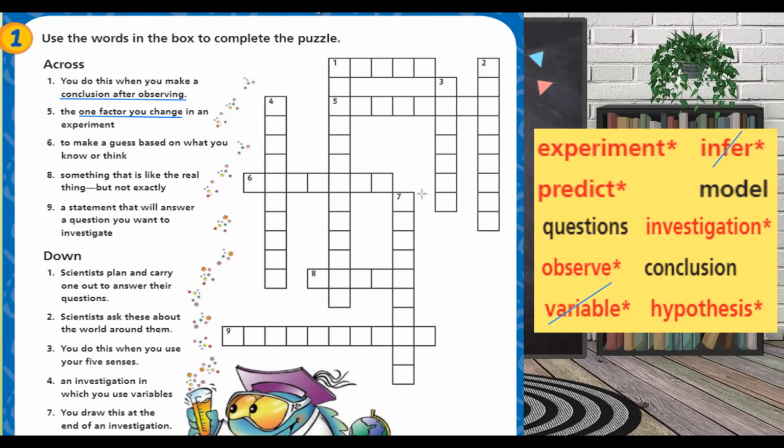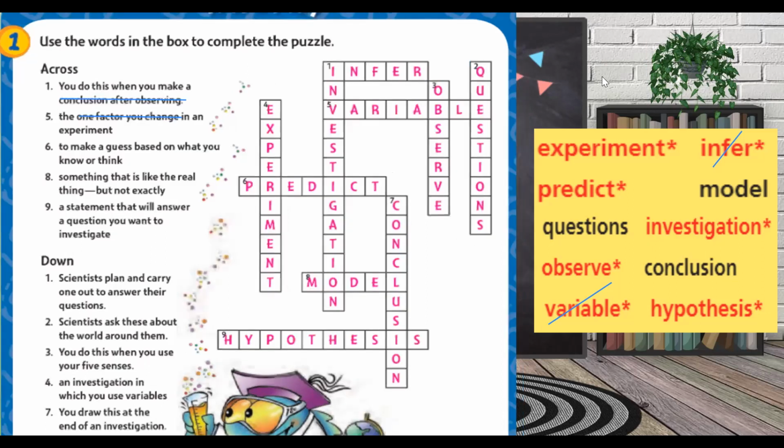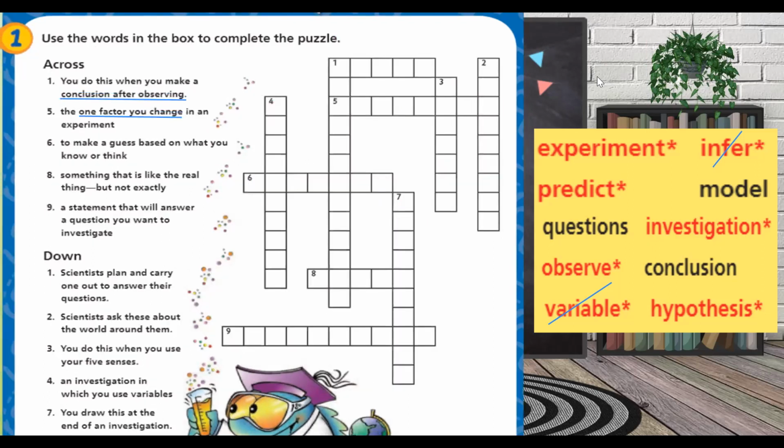Let's see. Nope. What do you think? Is it to make a model, question, conclusion, predict? Predict? Excellent. Make a guess. See, it's a guess based on what you know or what you think. It is to predict. Now, number eight, something that is like the real thing, but not exactly.